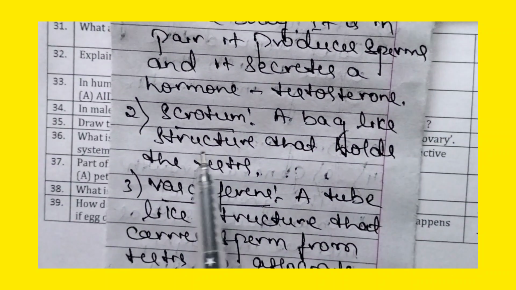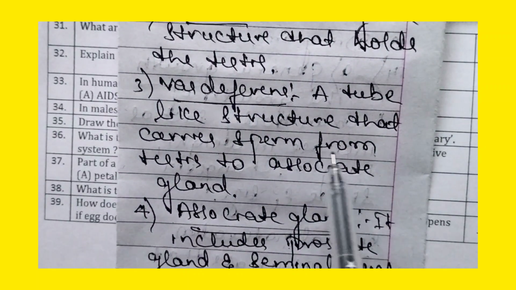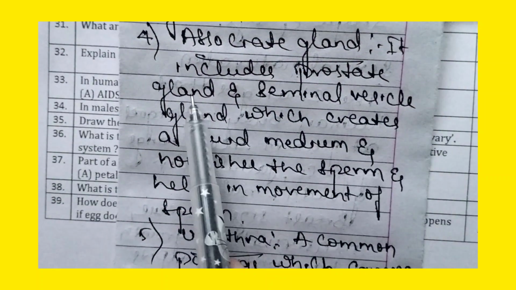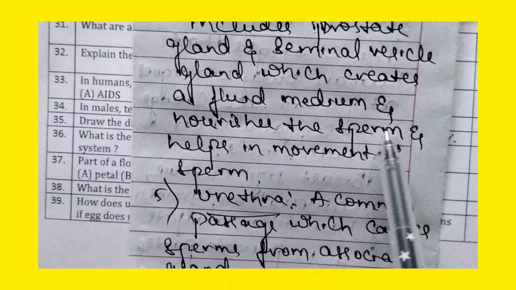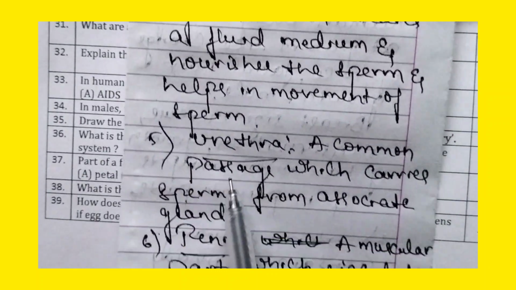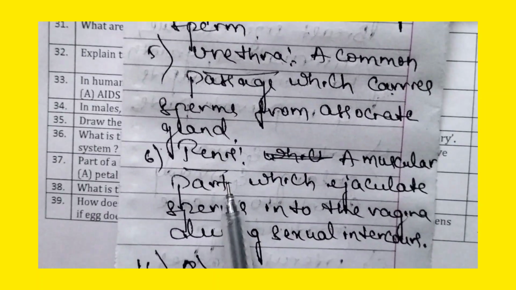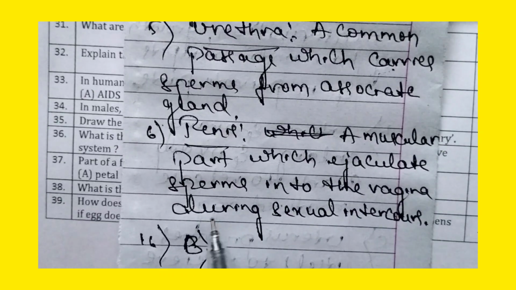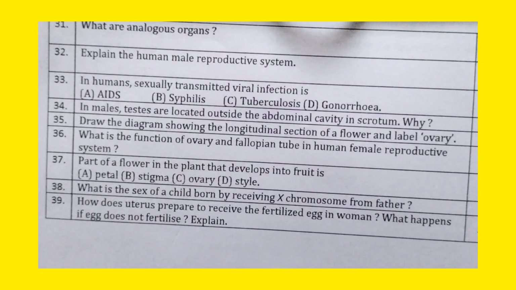Scrotum, a bag-like structure that holds the testes. Vas deferens, a tube-like structure that carries sperm from the testes to the associate gland. Associate glands include the prostate gland and seminal vesicle gland, which create a fluid medium, nourish the sperm and help in the movement of sperm. Urethra, a common passage which carries sperms from the associate gland. Penis, a muscular part which ejaculates sperms into the vagina during sexual intercourse. So these are the things that you have to write about the human male reproductive system.